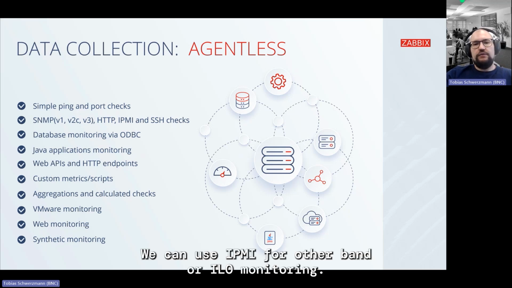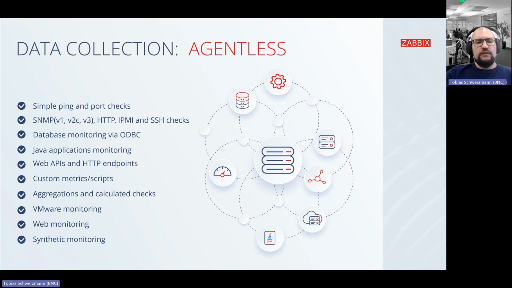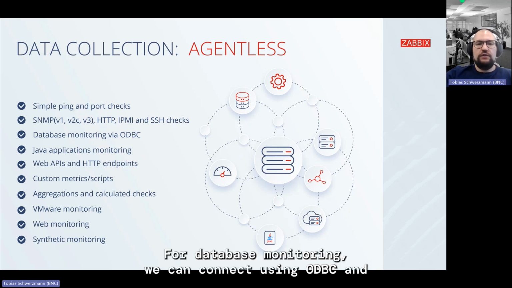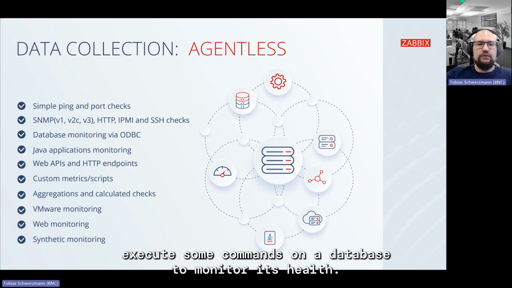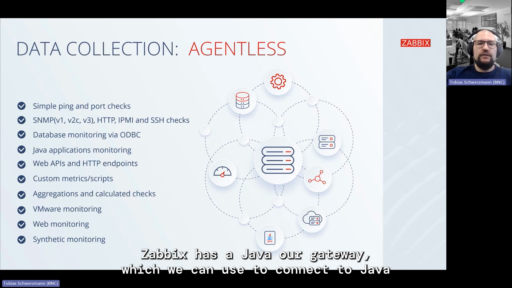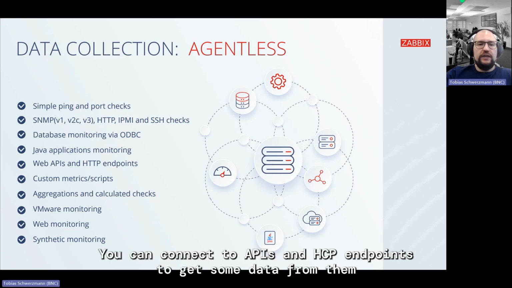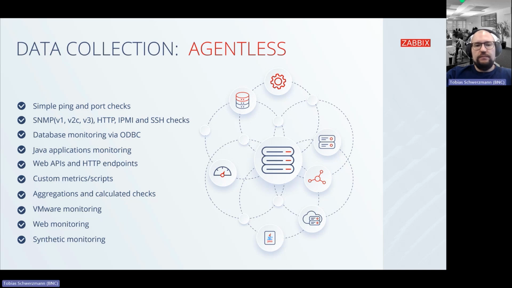We can use IPMI for out of band or iLO monitoring. We can run SSH and telnet checks and execute commands on some systems if we'd like to. For database monitoring, we can connect using ODBC and execute some commands on a database to monitor its health. Zabbix has a Java gateway, which we can use to connect to Java applications, monitoring their health. You can connect to APIs and HTTP endpoints to get some data from them and monitor them.